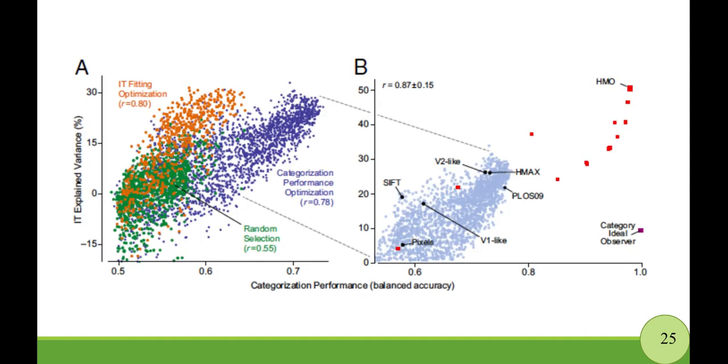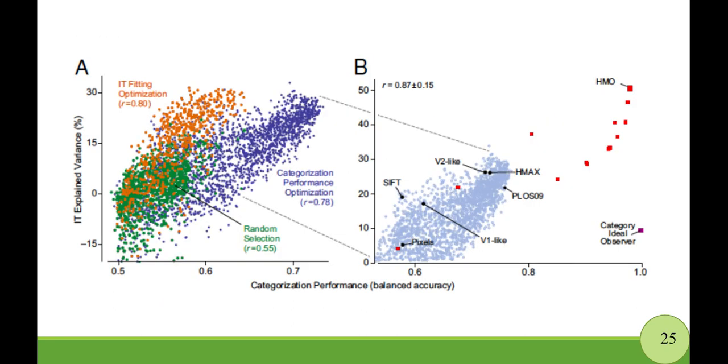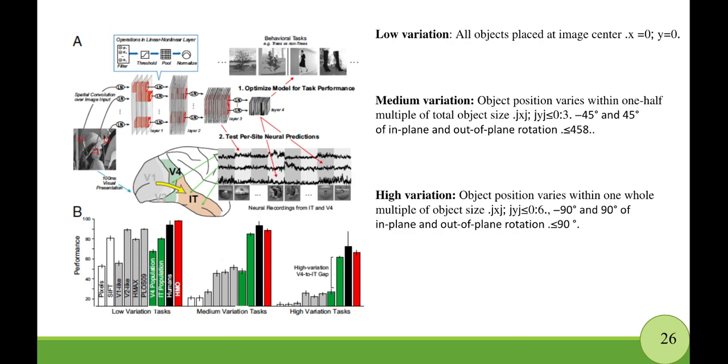And you see, after a bunch of optimization, it will give you these hierarchical models that they propose, and it does a good job in both IT explained variance and also the category of observations. It's kind of killing it compared to the state of the art at that time, like the CF Pixel V1, HMax, and Plus. All of them are lower in terms of both categorical performance and IT explained variance.